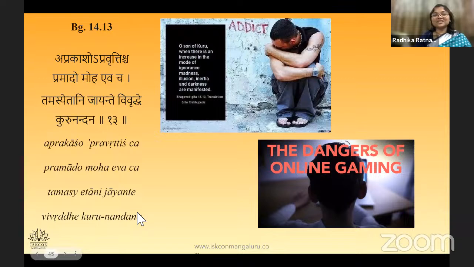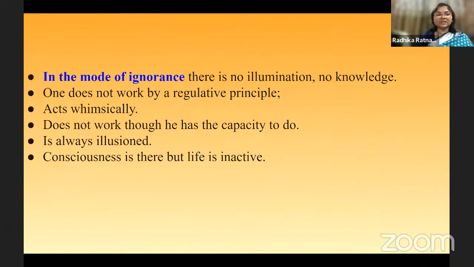O son of Kuru, when there is an increase in the mode of ignorance, madness, illusion, inertia, and darkness are manifested. Bhagavad Gita 14.13, translation Prabhupada. The dangers of online gaming addiction. Yes, nowadays there is a major challenge we are facing across all age groups: smartphone addiction. Rather than using the phone for a good cause, many of us are deviated towards other things which are temporary in our life. That is again from not having enough knowledge about Krishna. So in the mode of ignorance, there is no illumination. Okay. Definitely.